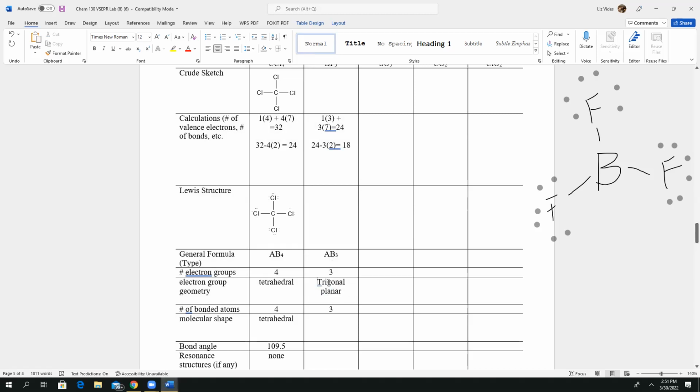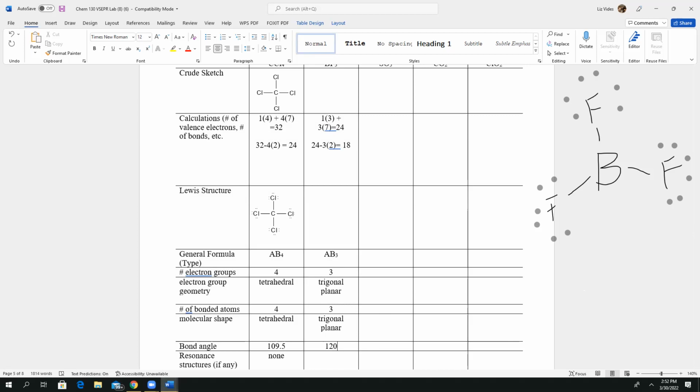As long as you are having the same number of bonded atoms on both sides, they're both going to be trigonal planar, and I don't need a capital. Okay, there we go. All right, the bond angle we said was 120.